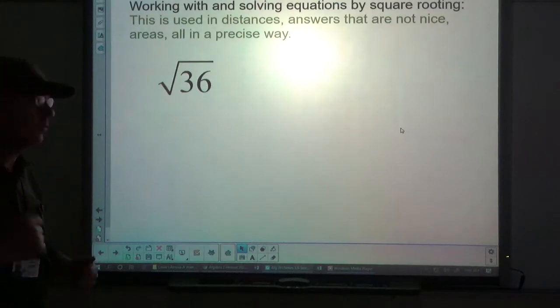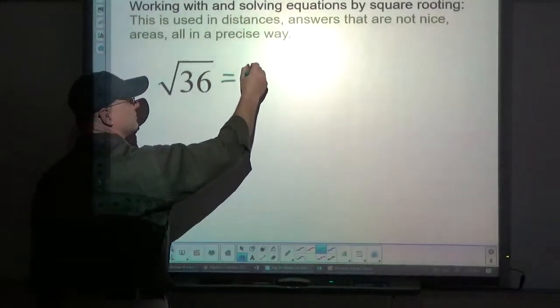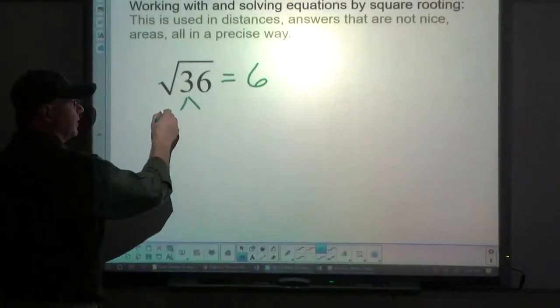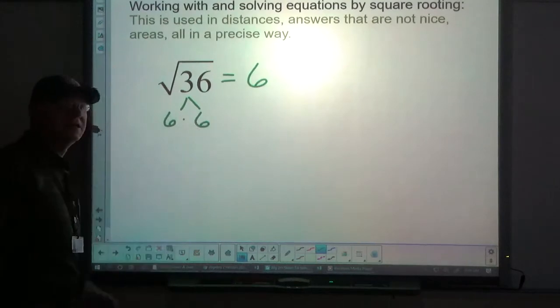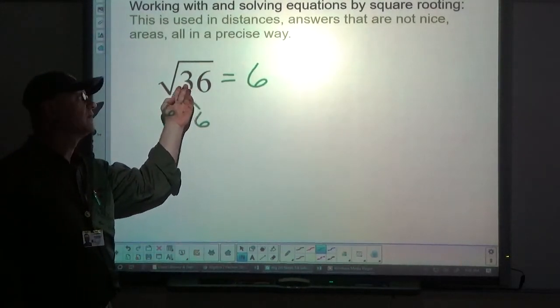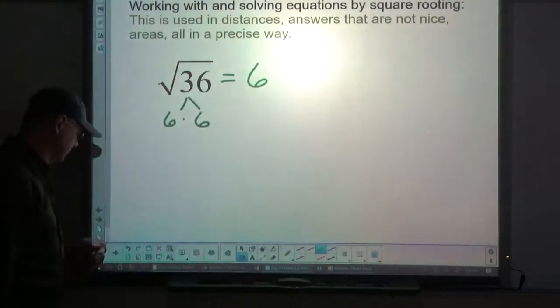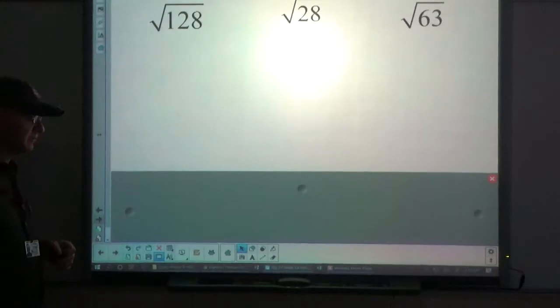in a precise way. Now, I think you already probably know the square root of 36 is 6, but where do we get that? If we break this apart into 6 times 6, anytime a number times itself equals what's inside the square root, that's the value of that square root. All right, so here's our first examples.